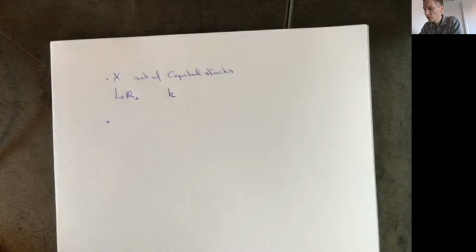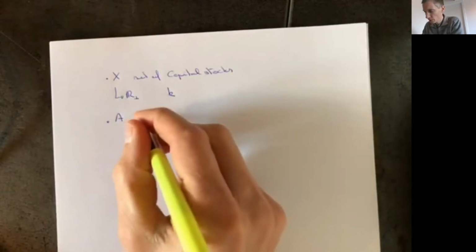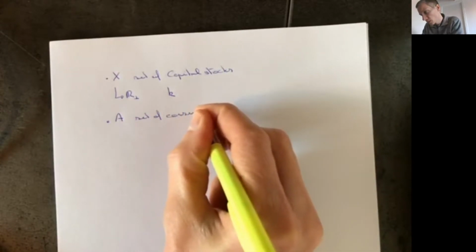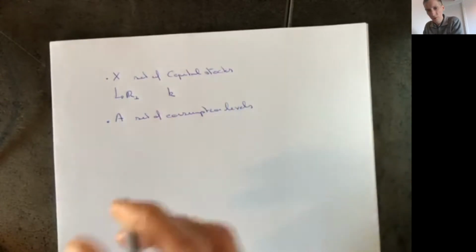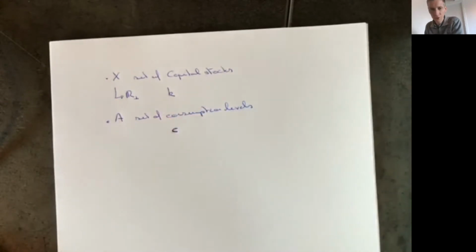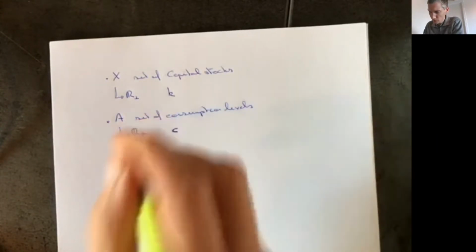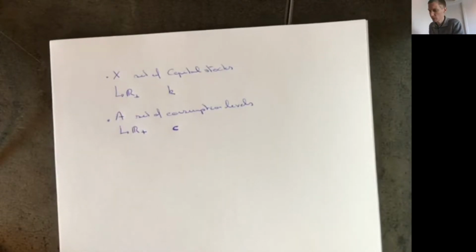And what are we going to decide upon? We're going to decide upon the level of consumption. So A is going to be the set of consumption levels, and we're going to denote consumption by C. And again, we're going to assume that consumption cannot be negative, so we're going to look at R plus.